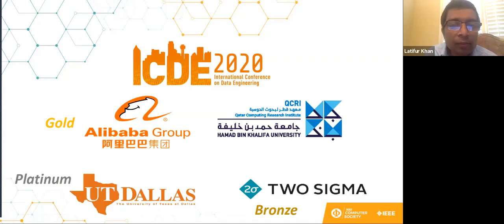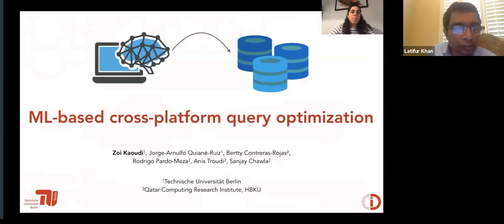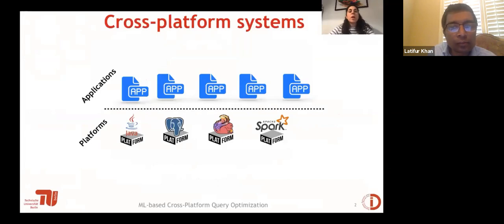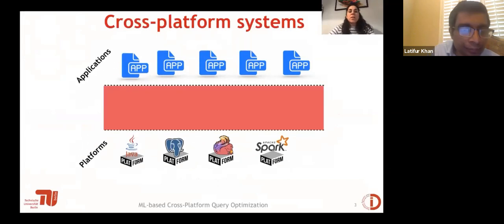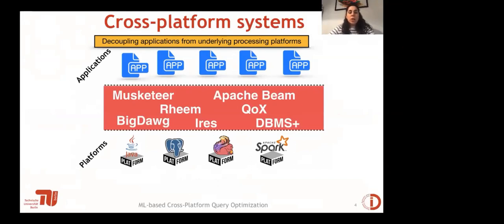Hello everyone, I'm Zoe Kaudi and I will present you the ML-based optimizer of Rheem, a cross-platform data processing system. Cross-platform systems have become very popular recently, and their main characteristic is that they decouple applications from the underlying processing platforms. There are many systems one can find, and most of them rely on the user to select the platform that he wants his query to run on.